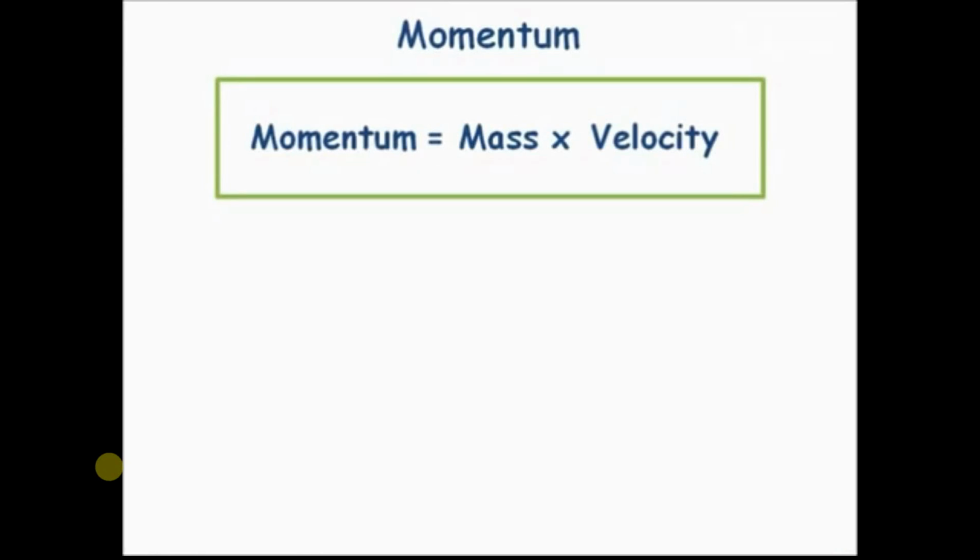By the way, what symbol are we using for momentum? Can't use M, it's taken. What letter do we have to go with? P for product. This is not impulse. This is not change in momentum. This is just straight momentum.